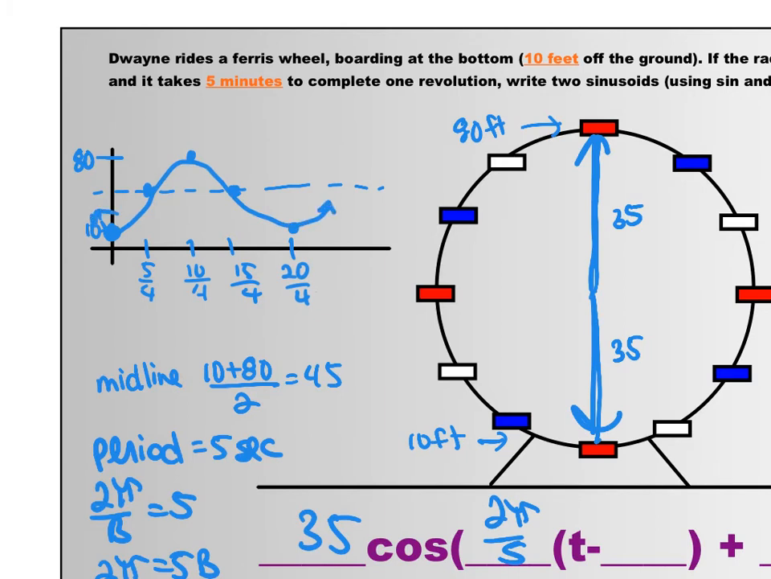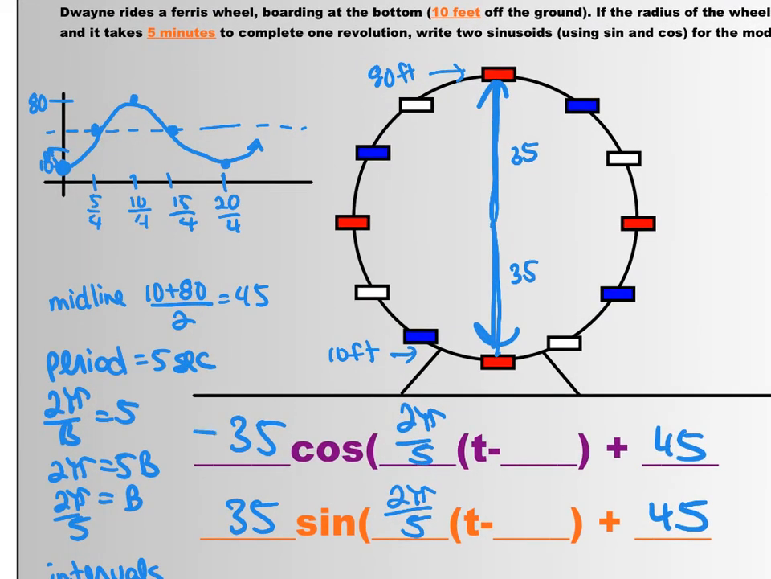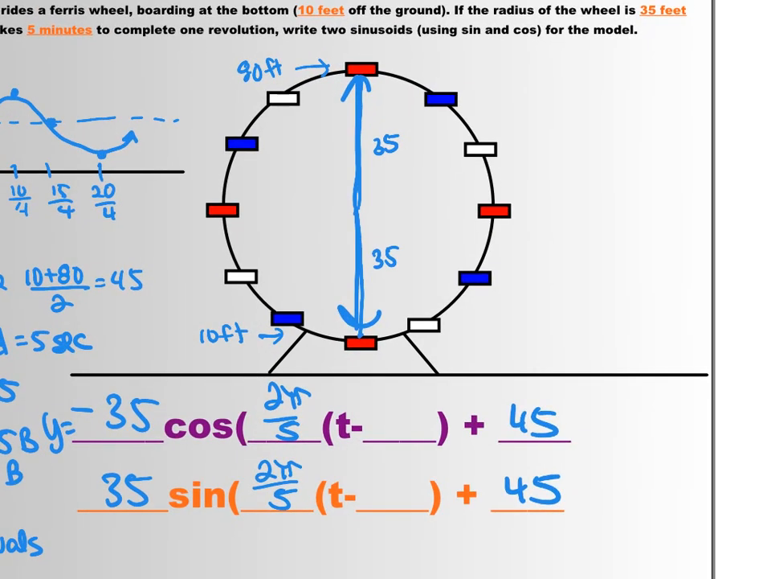Okay. Right away, I see an upside down cosine curve. So I'm going to deal with the cosine function first. Let's get some y equals. Negative 35 because it's upside down. And I don't see a phase shift because it starts at 0. So I'm going to do t minus 0 here for my cosine function.